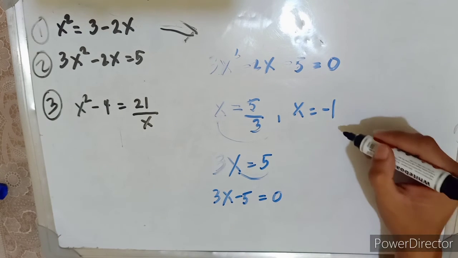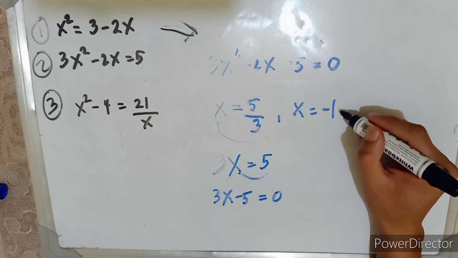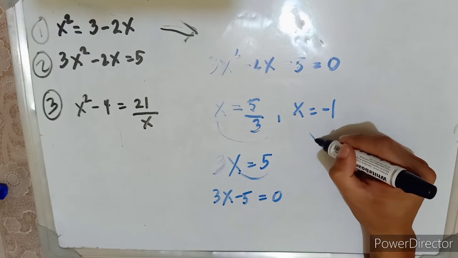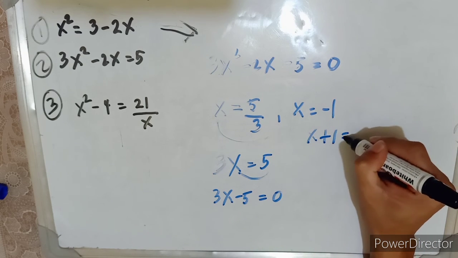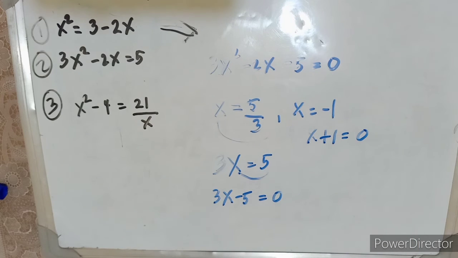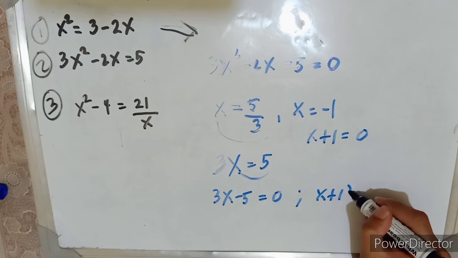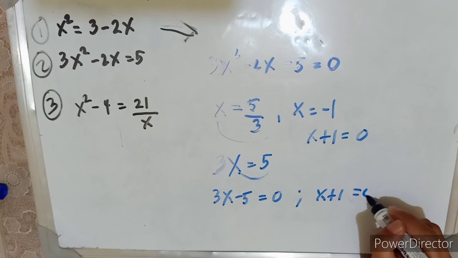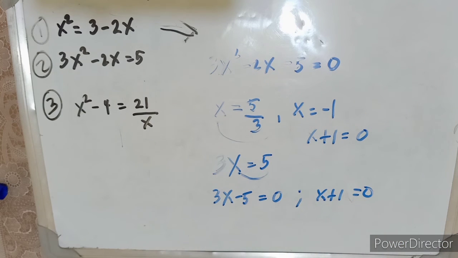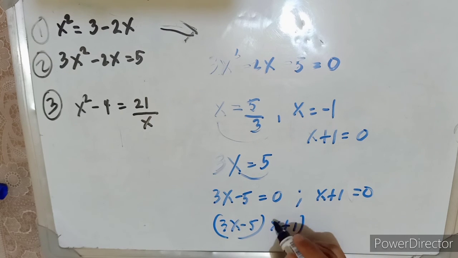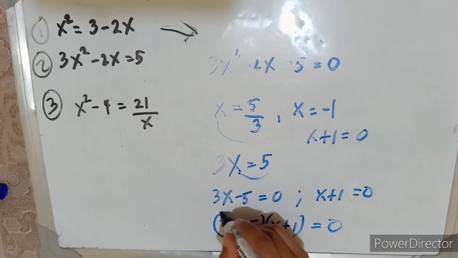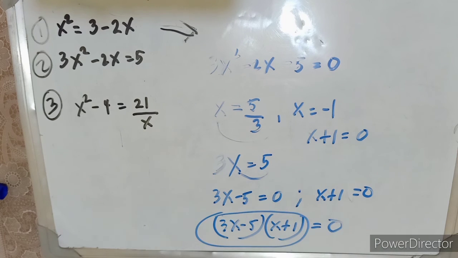Okay, then next, punta tayo sa second factor natin. So, gawin natin 0 ang right side natin. So, ito, ilipat mo lang dito, magiging plus 1 is equal to 0. Okay, therefore, mayroon ka ng x plus 1 is equal to 0 at 3x minus 5 is equal to 0. Then, pwede mong i-combine yan, guys. So, 3x minus 5, okay, then x plus 1 is equal to 0.